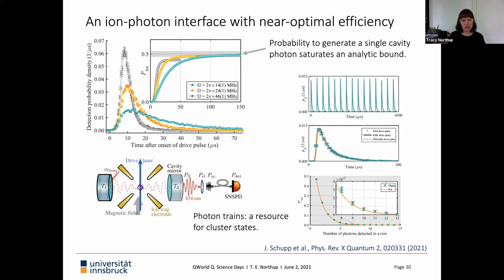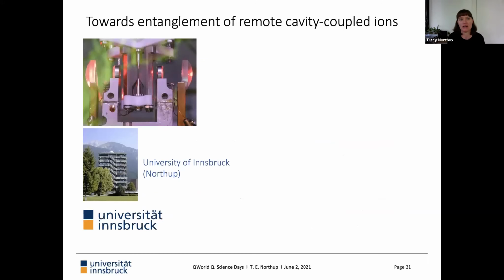Okay, so everything I've told you up to this point has been about a single ion in a single cavity, or I briefly told you about 2 ions, but everything was in a single cavity. And now I want to move towards entangling remote cavity coupled ions.